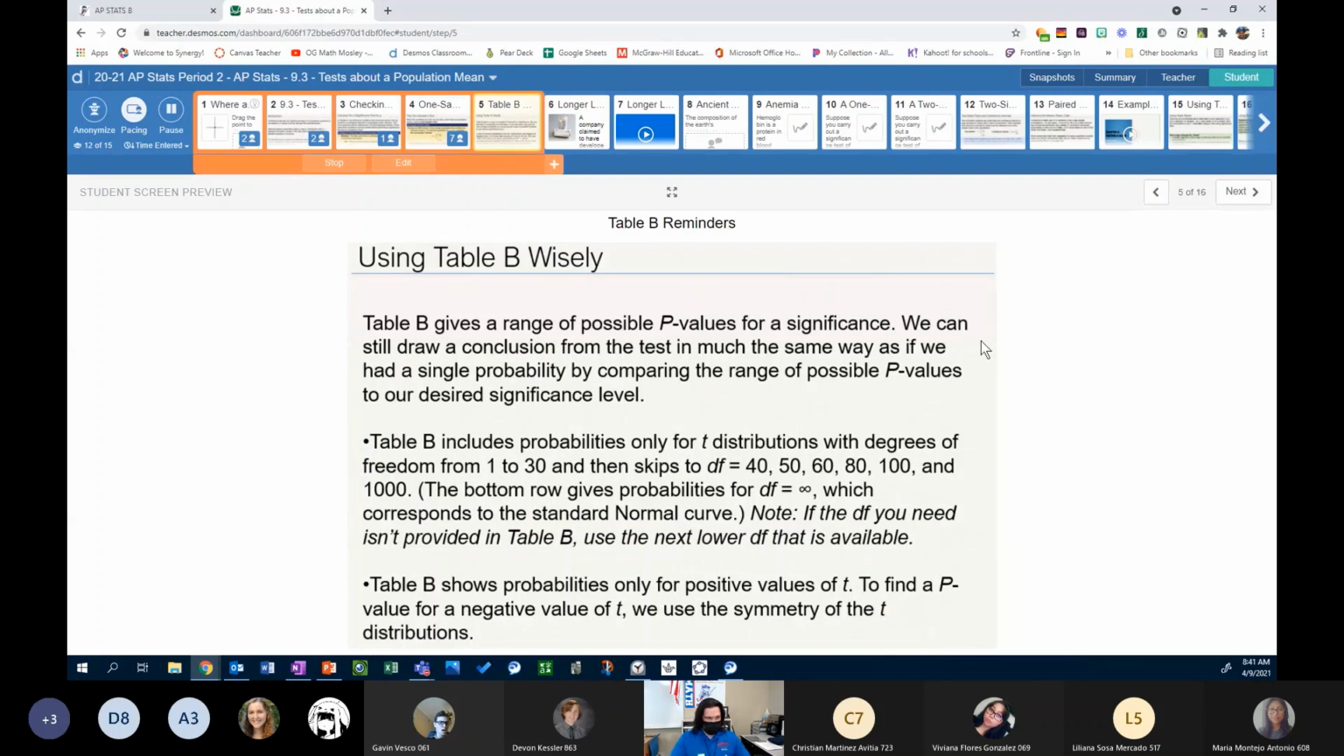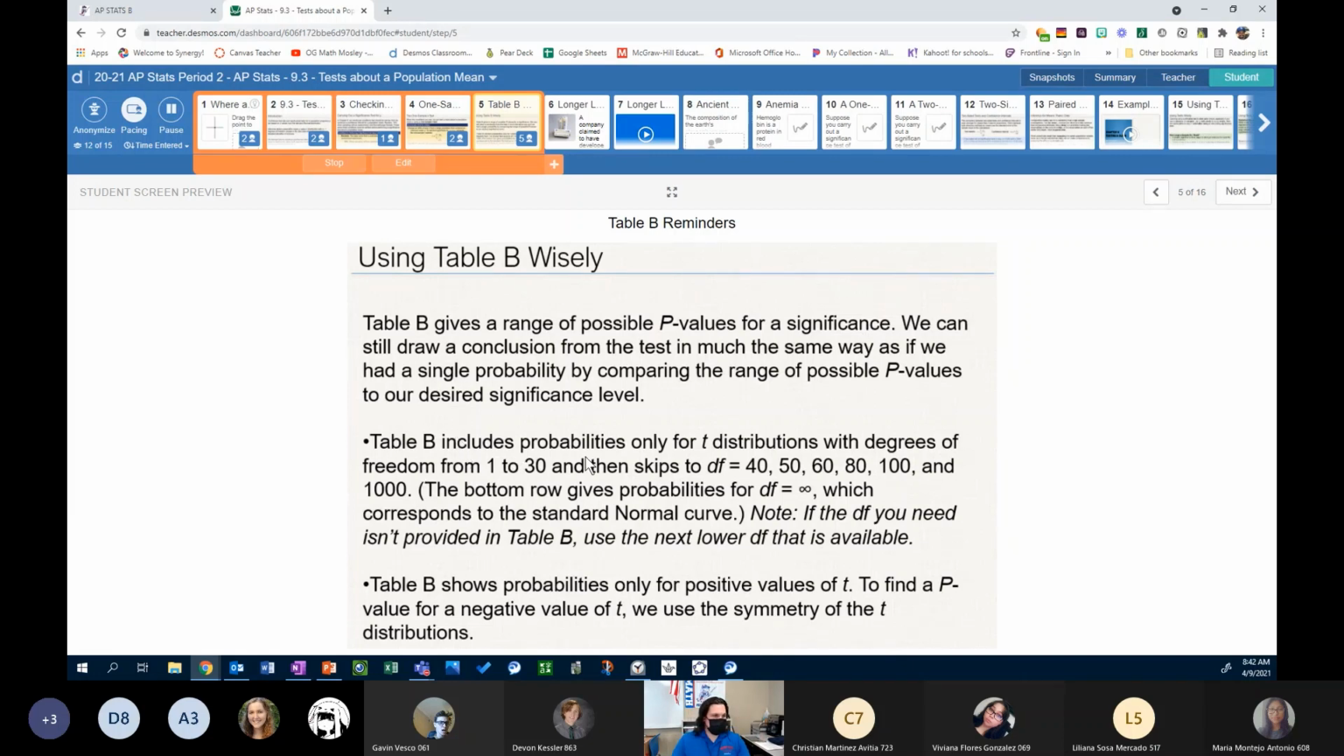So since we're going to be using table B, here's some things to remember about table B. Table B gives a range of possible p-values for a significance. That means when we use table B, we will get an answer for the p-value that says it's between two values. We will typically not get an exact p-value when using table B, unless we somehow by chance land exactly on a specific value on the table, which we usually aren't. We can still draw a conclusion from the test in much the same way as if we had a single probability by comparing the range of possible p-values to our desired significance level.